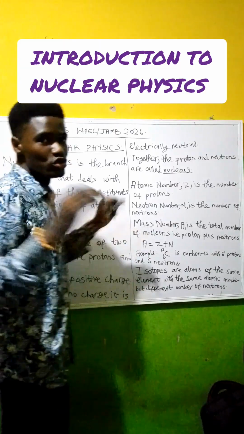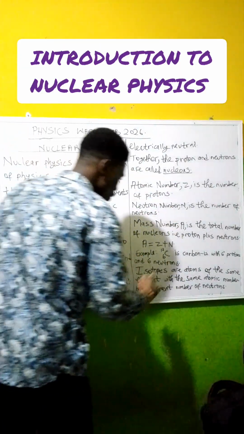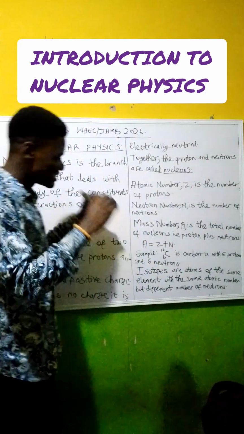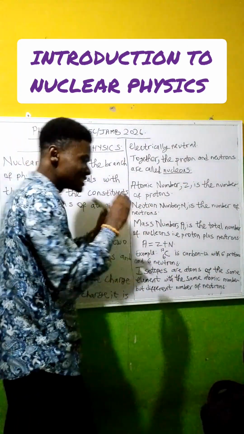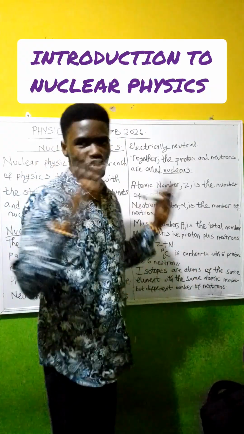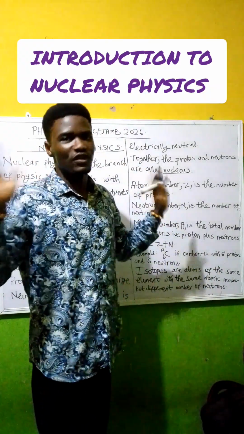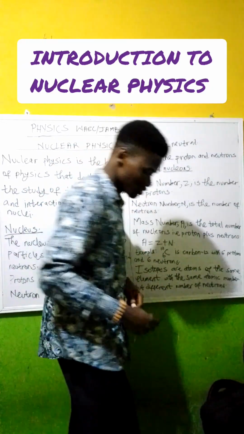So now we also need to note isotopes. What are isotopes? Isotopes are atoms of the same element with the same atomic number. Remember that the atomic number is the number of protons. So they have the same number of protons but a different number of neutrons. Same number of protons, different number of neutrons. That is our isotopes.